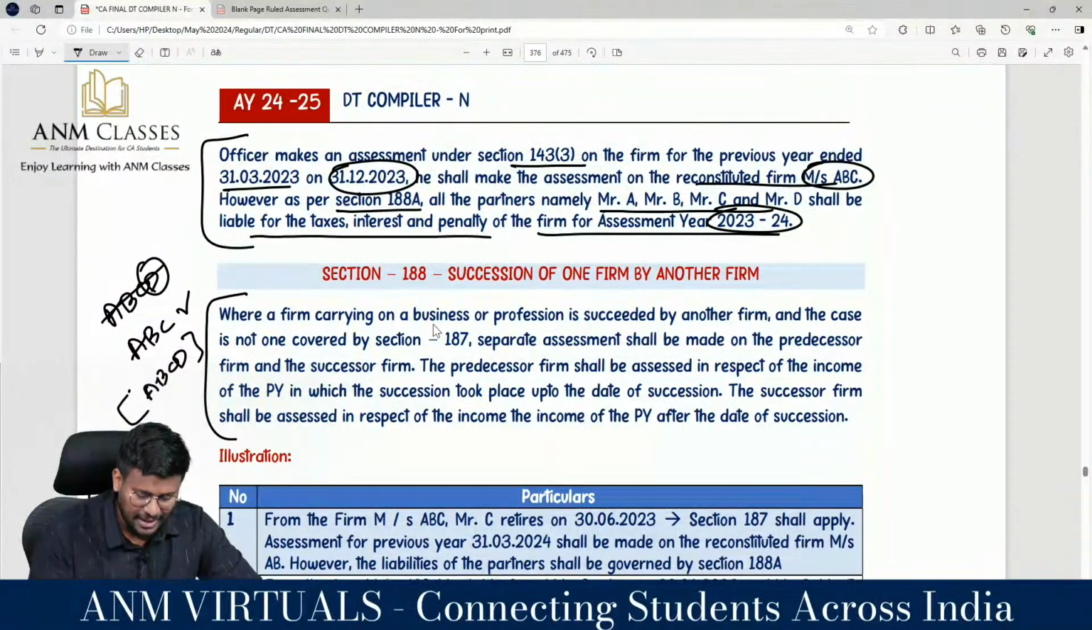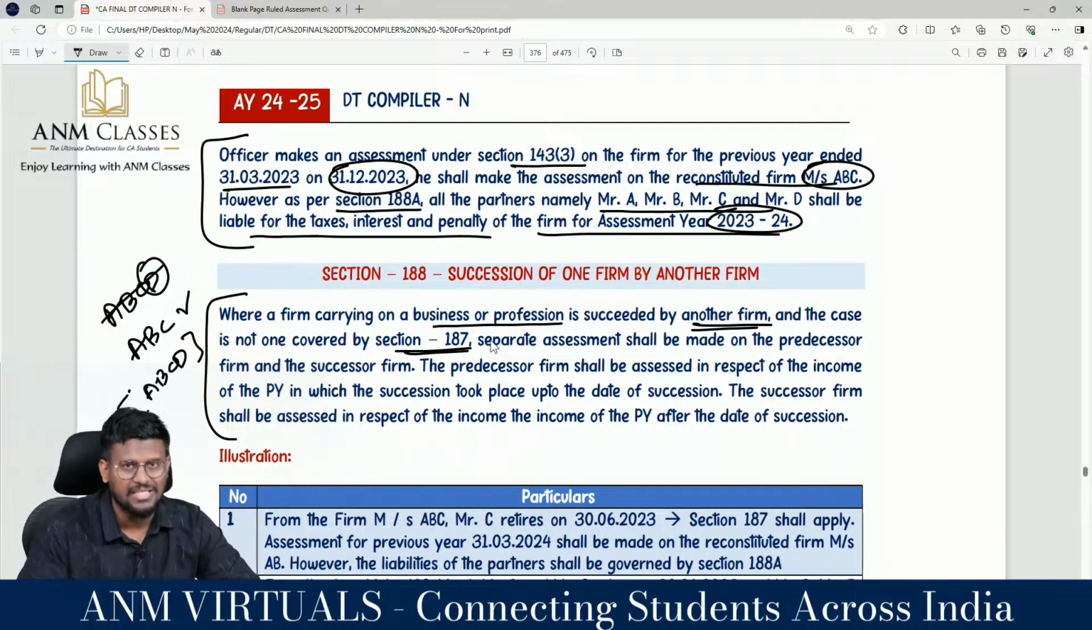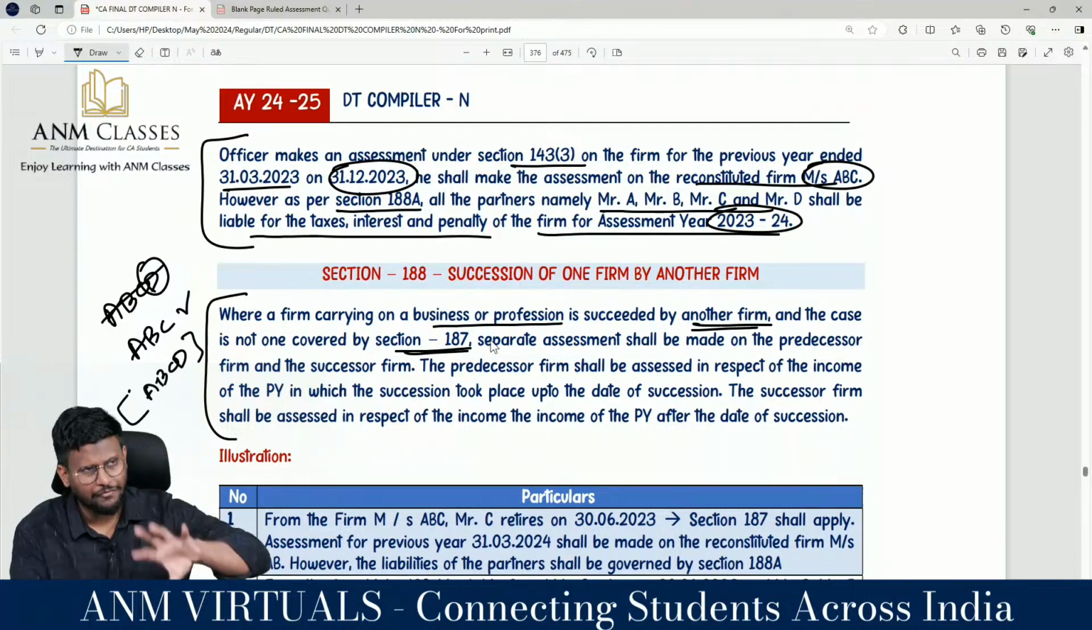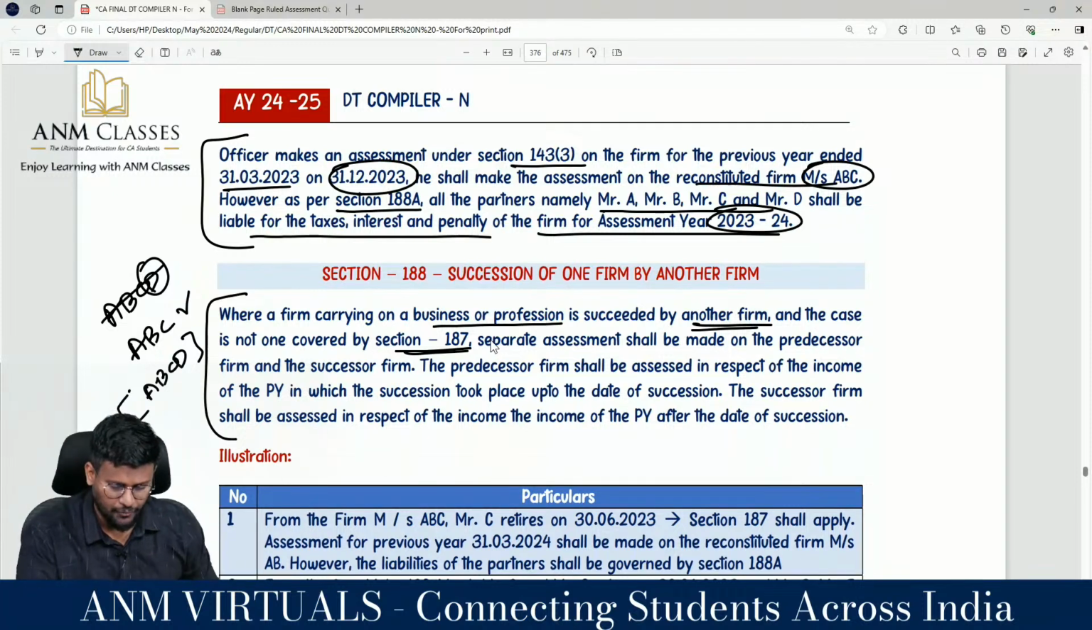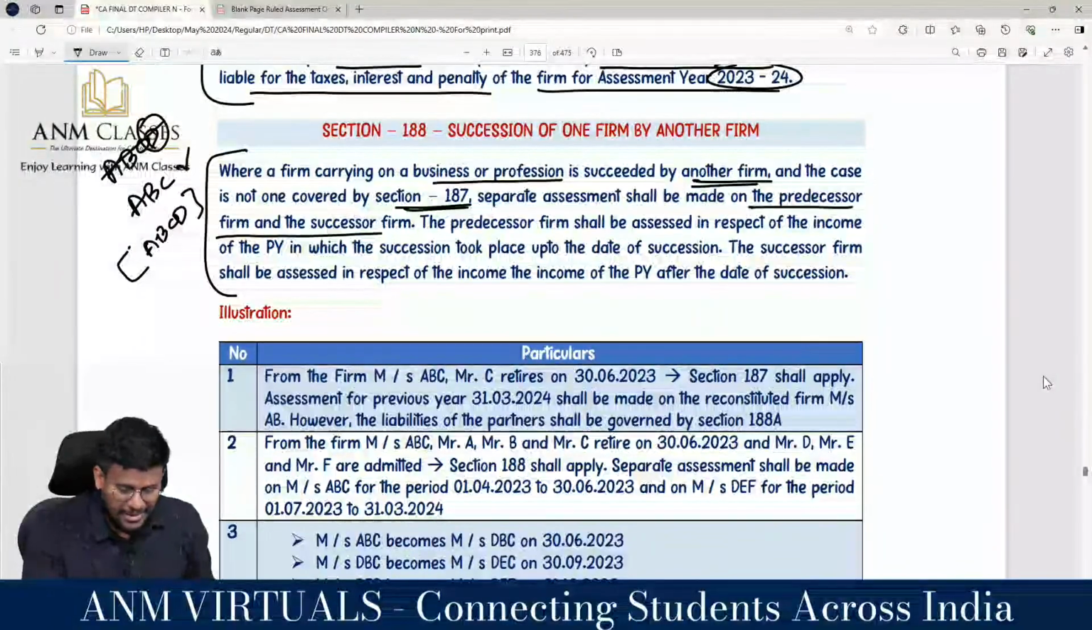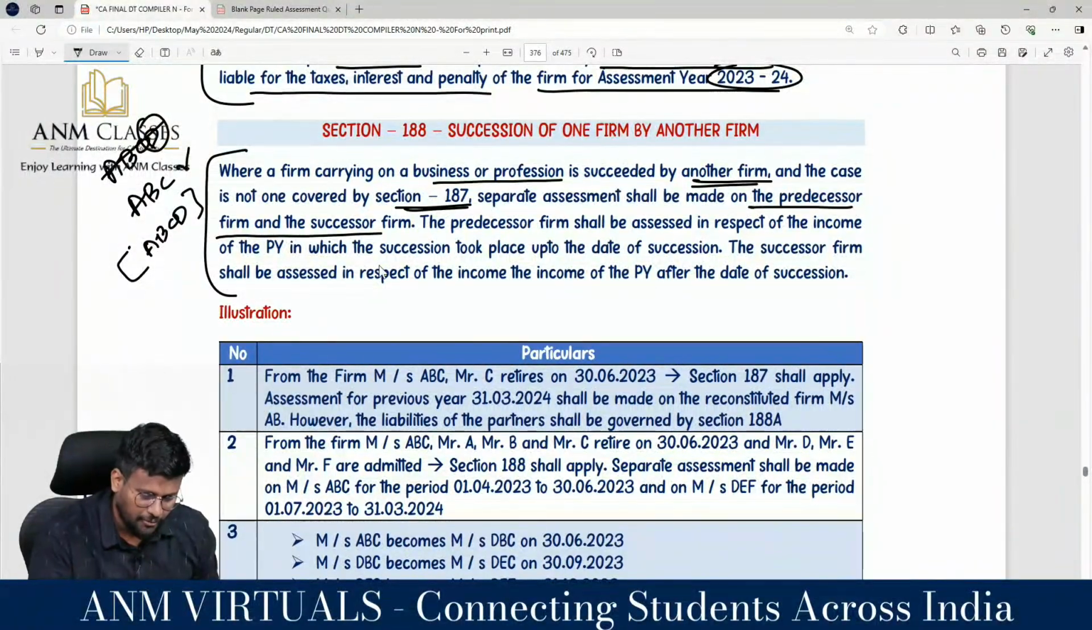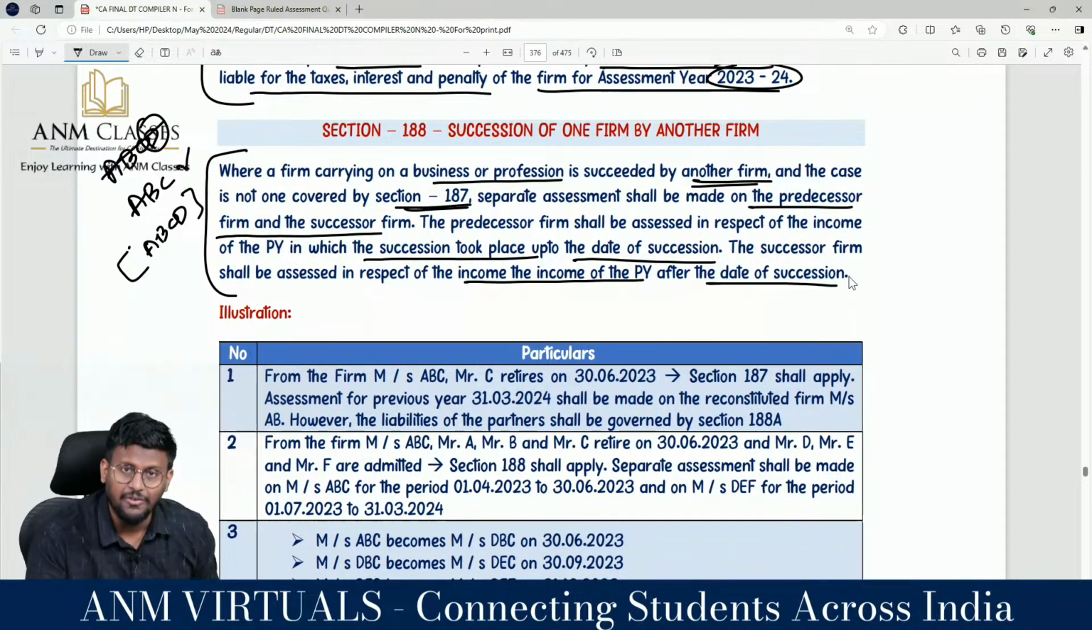Where a firm carrying on a business or profession is succeeded by another firm and the case is not covered by 187, that is, one partnership firm has been succeeded by another partnership firm, separate assessment shall be made on the predecessor firm and the successor firm. The predecessor firm shall be assessed in respect of the income of the previous year in which the succession took place up to the date of succession. The successor firm shall be assessed in respect of the income of the previous year after the date of succession.